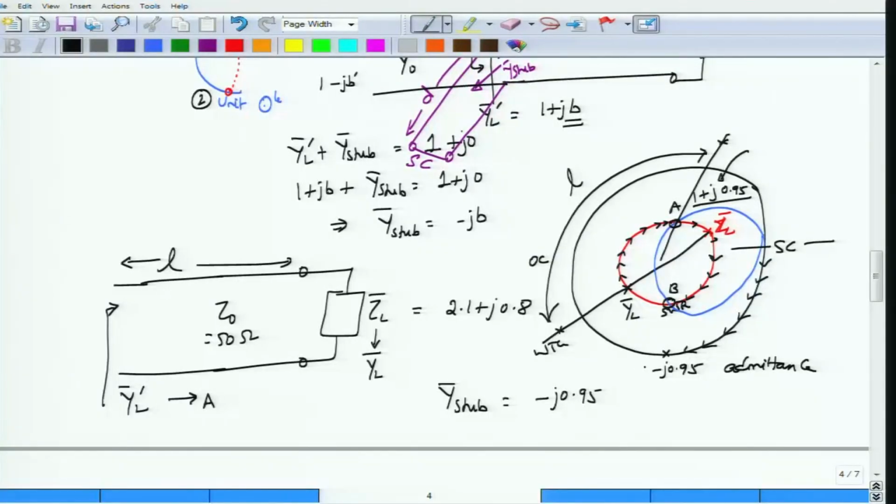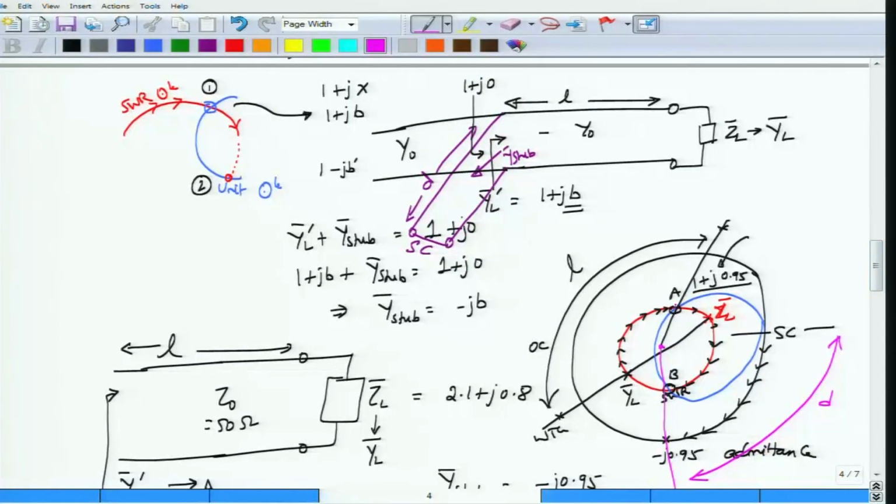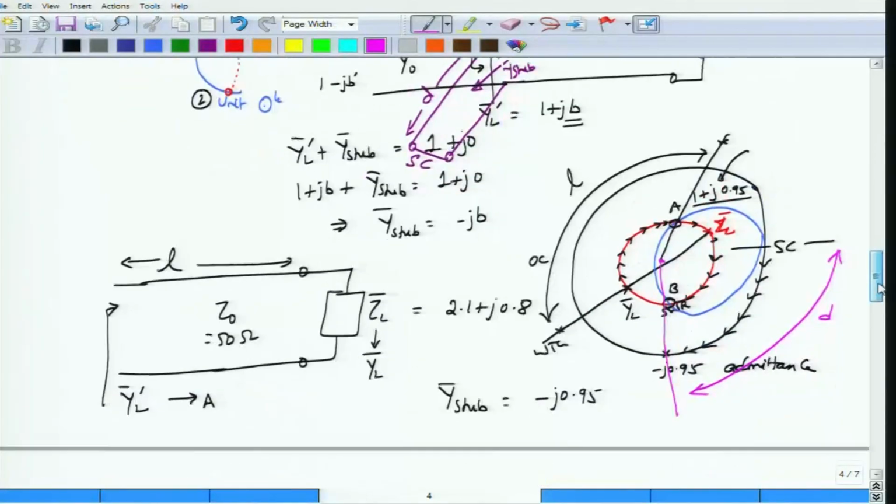How much distance you had to move? Again, from the center of the chart you note down, from the short circuited point you note down what this length is. So this length will give you the stub length which is required in order to obtain an impedance or admittance which can be used to cancel the admittance obtained at point A. So these are the two steps, finding L and finding D.